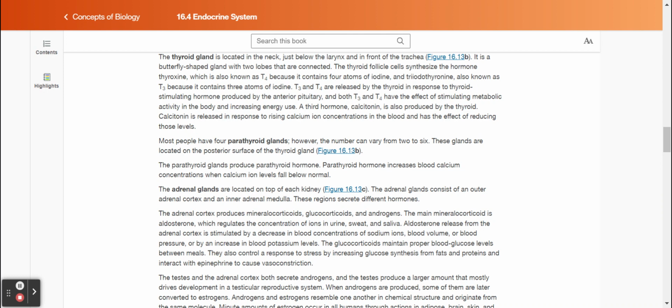T3 and T4 are released by the thyroid in response to thyroid-stimulating hormone produced by the anterior pituitary, and both T3 and T4 have the effect of stimulating metabolic activity in the body and increasing energy use. A third hormone, calcitonin, is also produced by the thyroid. Calcitonin is released in response to rising calcium ion concentrations in the blood and has the effect of reducing those levels.